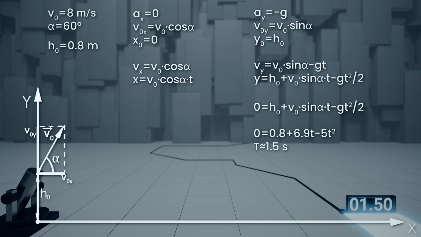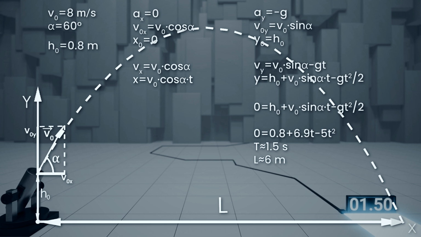By substituting this value into the equation for the horizontal coordinate, we can find the distance from the launch point to the landing point. The result is 6 meters.